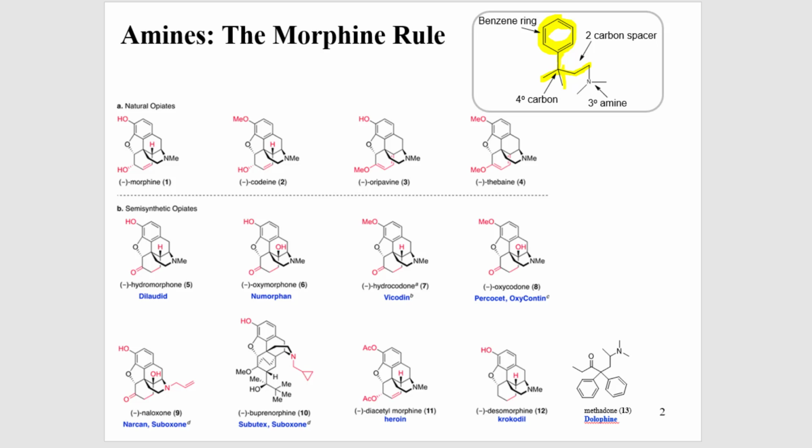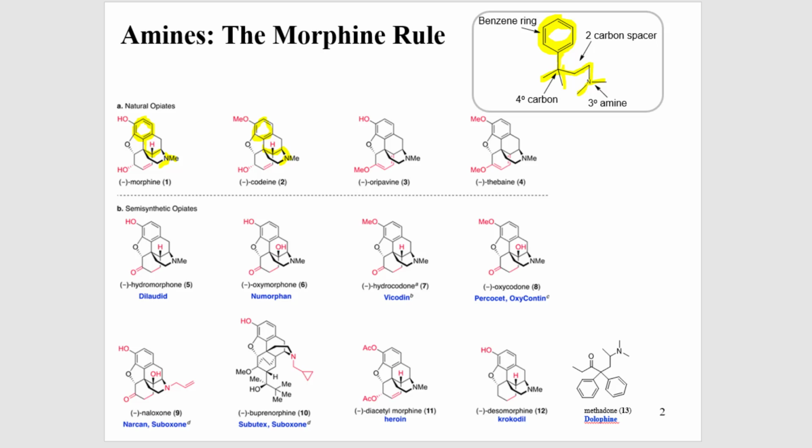And then that second carbon needs to be attached to an amine, and it needs to be a tertiary amine. Again, that nitrogen cannot have any hydrogens on it. And if you follow that, you can see that this is exactly what morphine has. The benzene to a quaternary carbon, 2 carbon spacer to a tertiary amine. Every single one of these molecules follows the morphine rule. And what that means is that it binds to the same portion of the brain and delivers its effects.